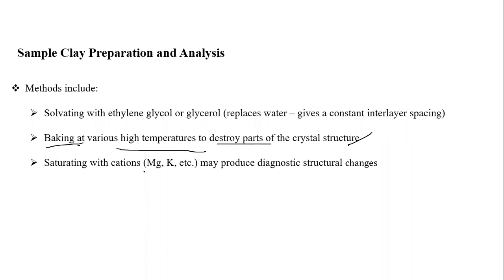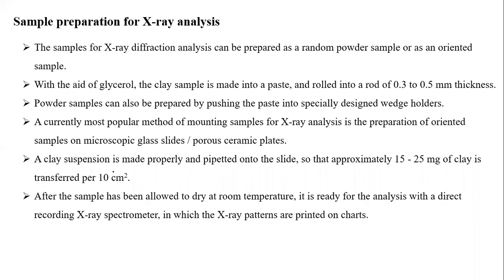Another method is saturation with cations. Here also, to replace the water molecules, we saturate with magnesium or potassium. We produce some diagnostic structural changes, so by using magnesium and potassium we treat the sample to get the proper diagnostic surface. Here also we'll get some problems, but we know what type of cation we use for that particular sample. These are a few methods we use for clay preparation analysis.